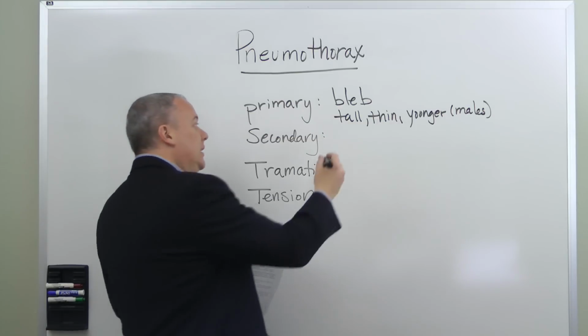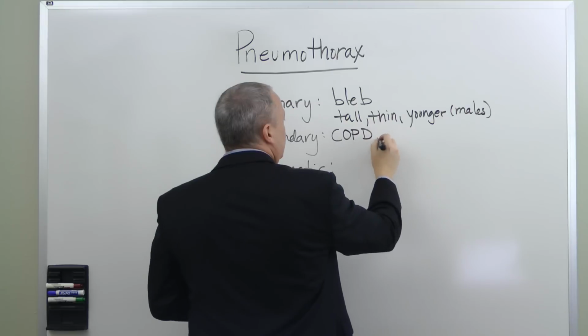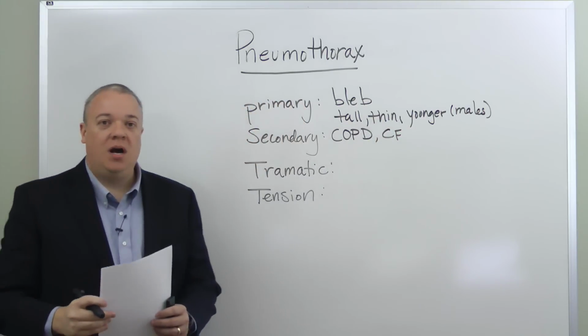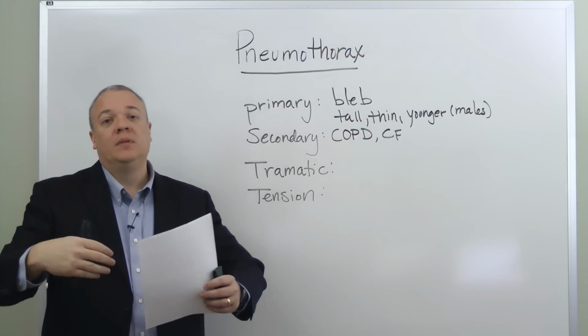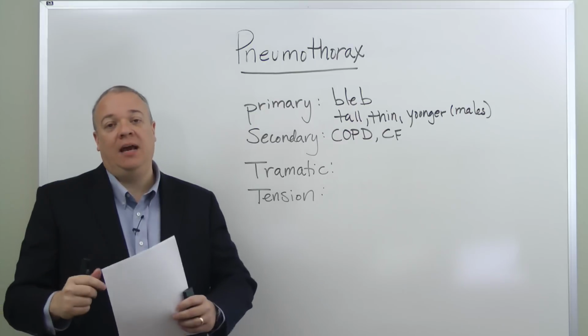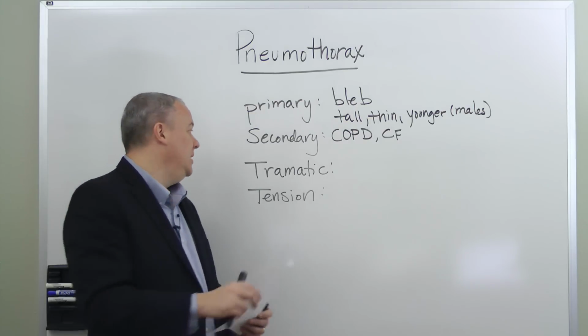A secondary pneumothorax has to do with a chronic disease like COPD or cystic fibrosis, these sorts of things. And because of the disease, it causes the problem of the air to form around the outside of the lungs in the chest cavity, putting more and more pressure on the lungs and causing problems in that regard.